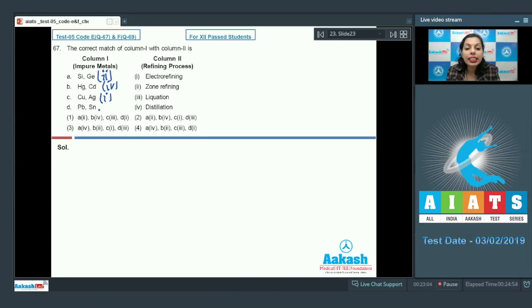After that, lead and tin is there, and in this case they have low melting point. Their impurities have high melting point as compared to them. For them we use the method of liquefaction. So it can be matched with 3rd one. It means we have matched all of them, and on the basis of this we can easily choose the correct option. Where this correct option is given, it's given here, and that's option 2. That's why you should choose it as the correct one.